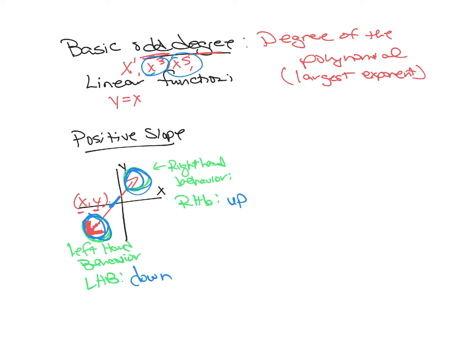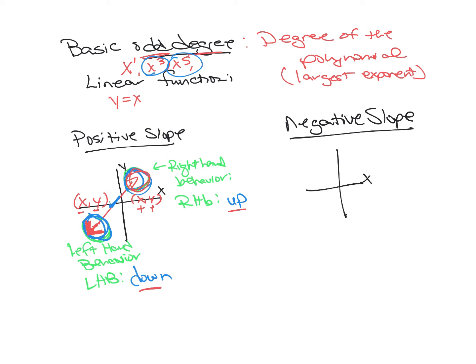And then your right-hand behavior, your x values, your y values right up here, right? Your x values are positive, your y values are positive. So f of x approaches positive infinity as x approaches positive infinity. But right now, all you're going to say is up and down, okay? And I want you to actually write the words out. Okay, so for a negative slope, because it's not that much work, so just write those words out.